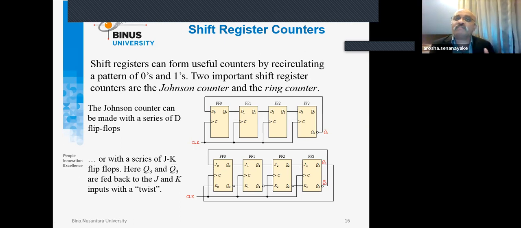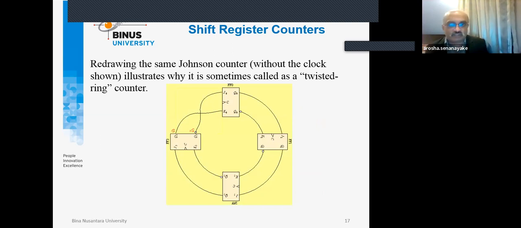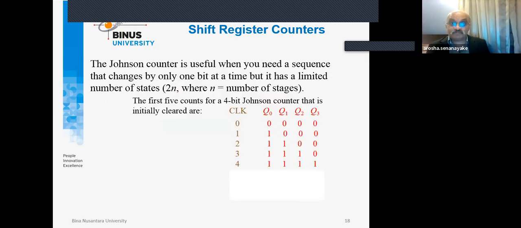Very important: how can we do the counting? If we draw the diagram without looking at the clock pulses, you can see that Q3 bar is connected to J0, to restart counting. That is the whole expectation of this. This is the so-called twist. In that manner, you can use the Johnson counter to work as a counter.